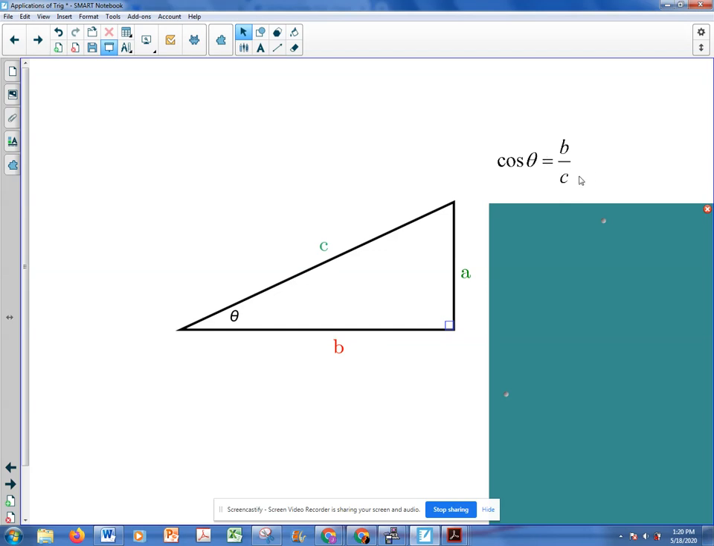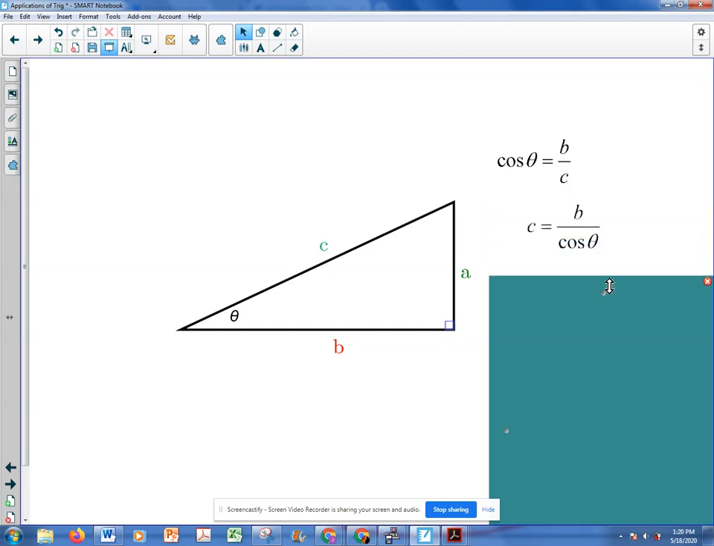COHCAHTOA. So there, I got cosine equals B over C. All right, I know B. I want to find C. So again, we're doing that whole thing, multiply both sides by C and then divide by the cosine. And so you get C is equal to B divided by cosine of the angle.